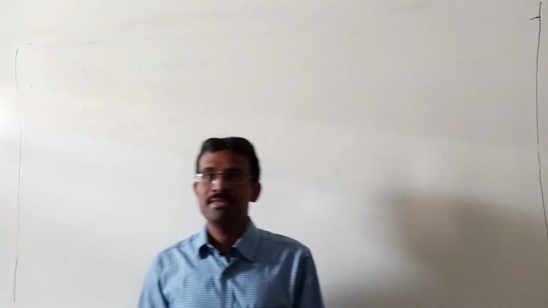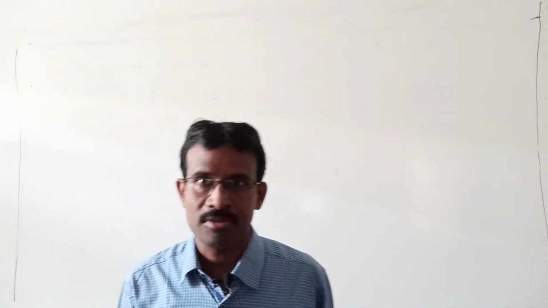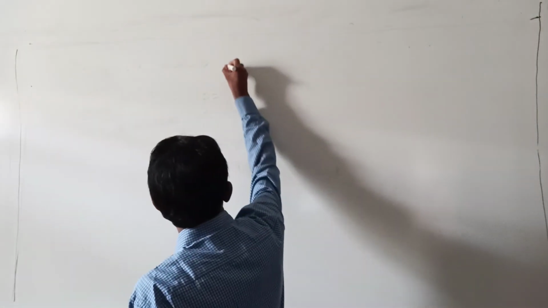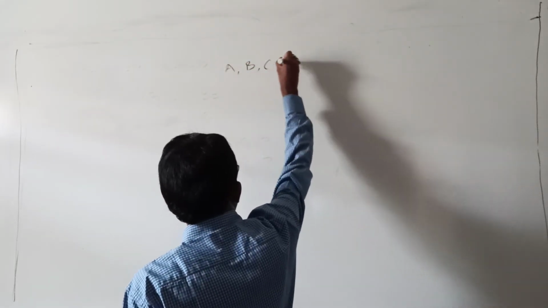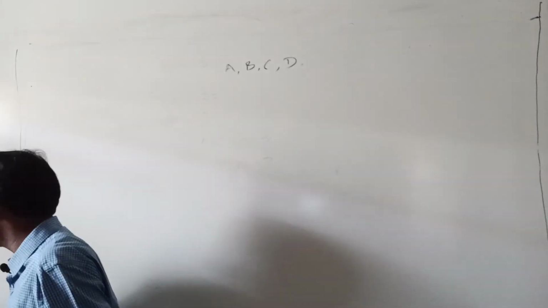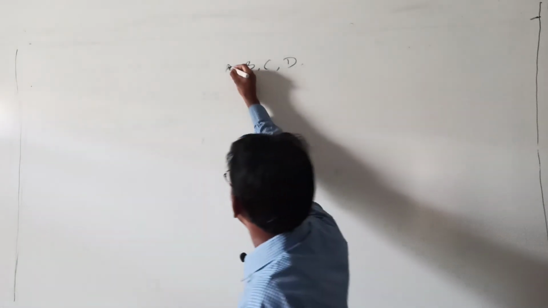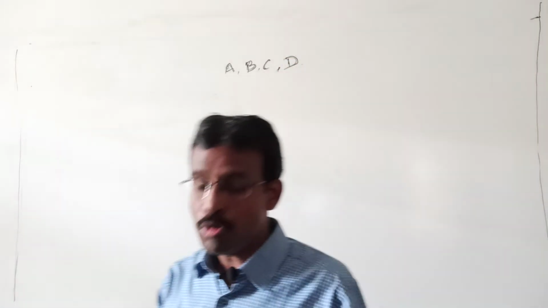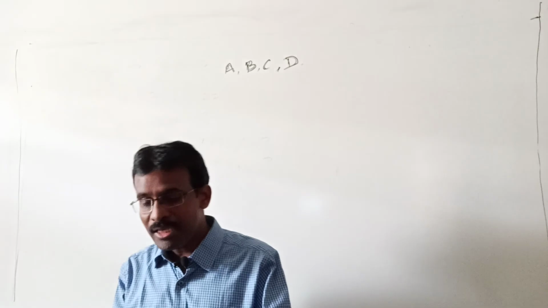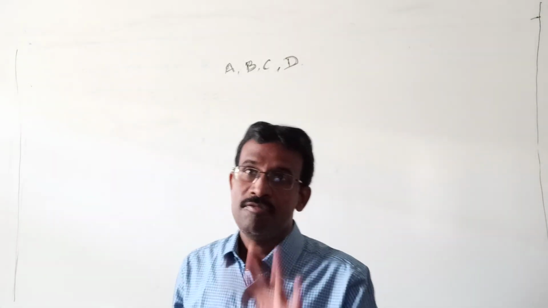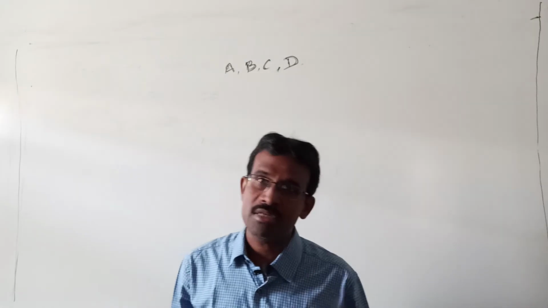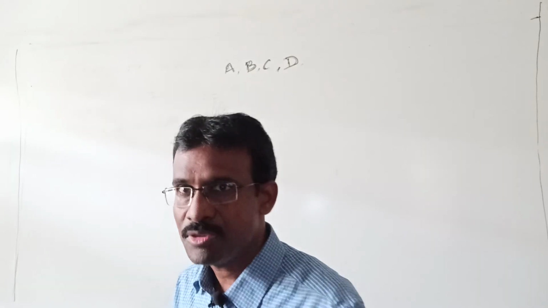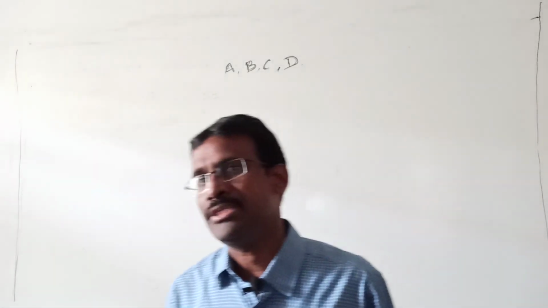Let us see the definition of concyclic points. Let us take 4 points A, B, C, D. Those 4 points are said to be concyclic points if they can lie on the same circle. If 4 points A, B, C, D can lie on the same circle, then those 4 points are called concyclic points. This is the definition of concyclic points.